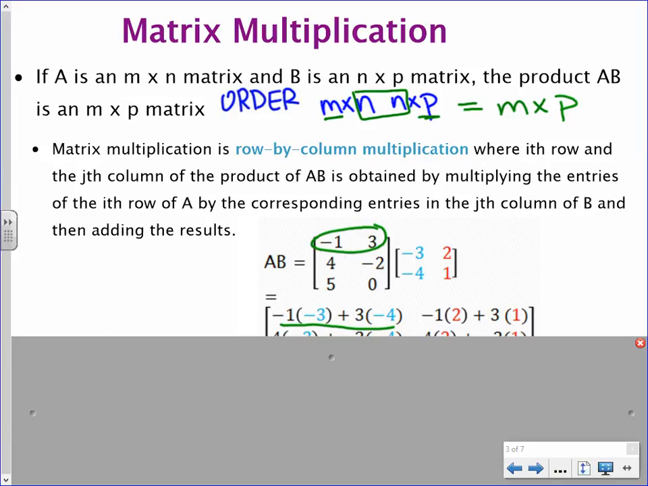Then you're going to take the first row times the second column. That number is going to go in the first row, second column. And you're going to match these two numbers up with these two numbers. -1 times 2, and you're going to add it to 3 times 1.